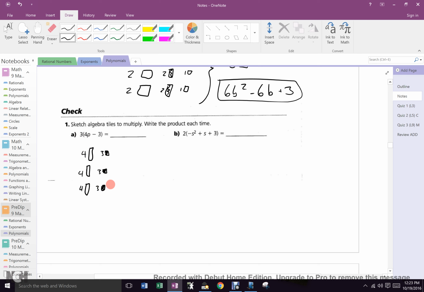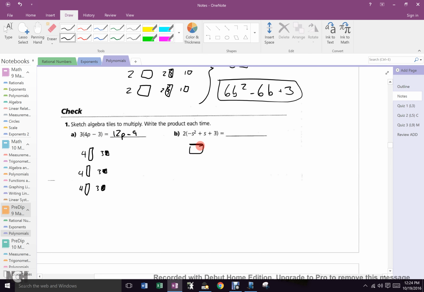And what's my final answer? 12p plus minus 9. Technically, what is it, Lee? 12p plus minus 9. Technically. Well, how do we write it? 12p minus 9. What do I draw here?